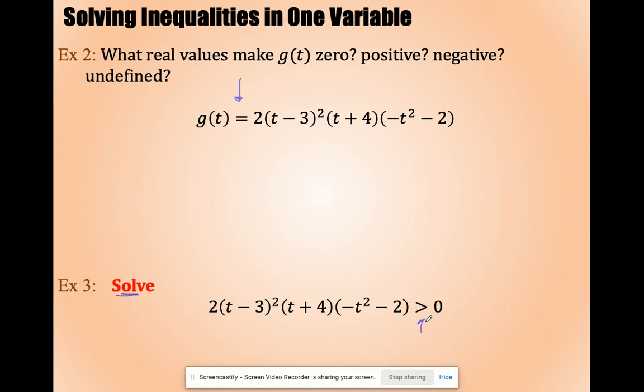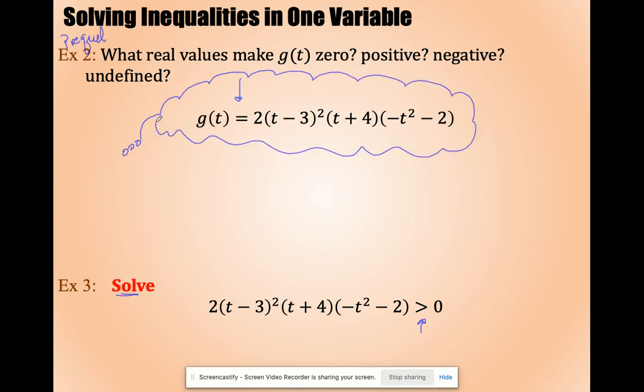Solve an inequality in one variable. This is really the prequel step. This is the prequel. I see this, I think this. Further, I really think this. So what do I have here? A second degree, a first degree, and another second degree. So this is another 5th degree polynomial.